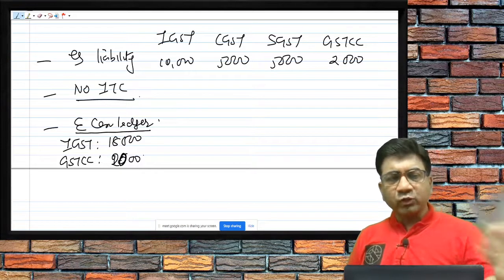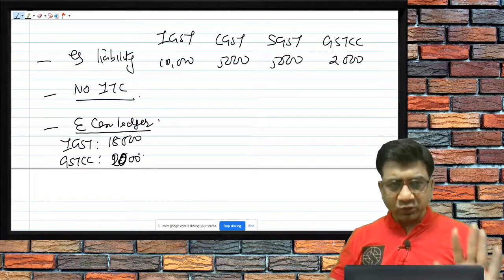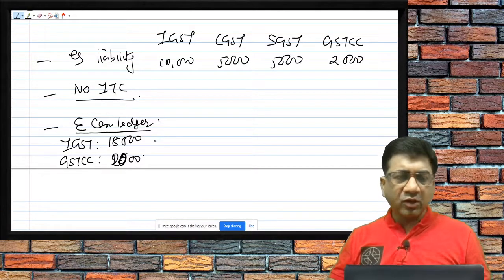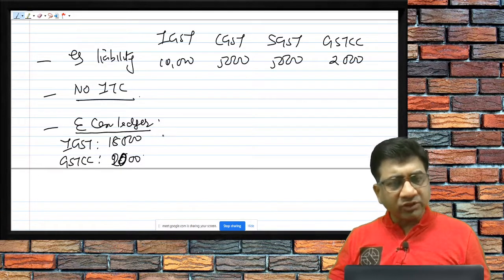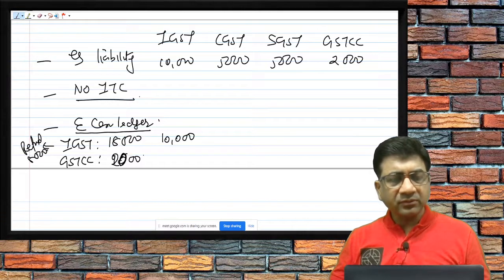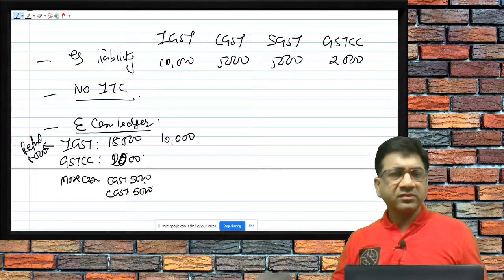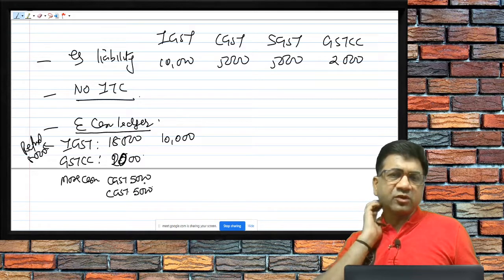No, there are no rules here now. Earlier there were rules: IGST is there, listen to my point. Earlier the law said out of 18,000, use 10,000 here, no need to worry, and the balance 8,000 apply for refund. You need to deposit more cash in CGST, 5,000 more CGST cash here. Yes, earlier that was the option.